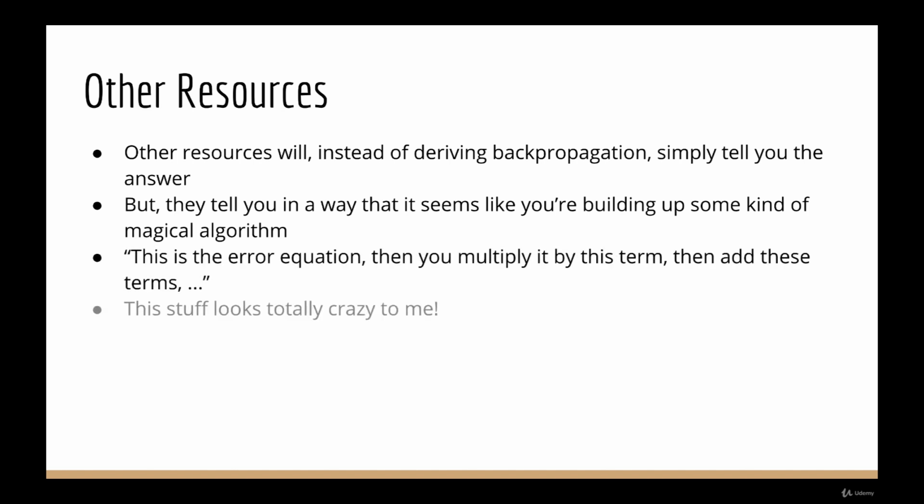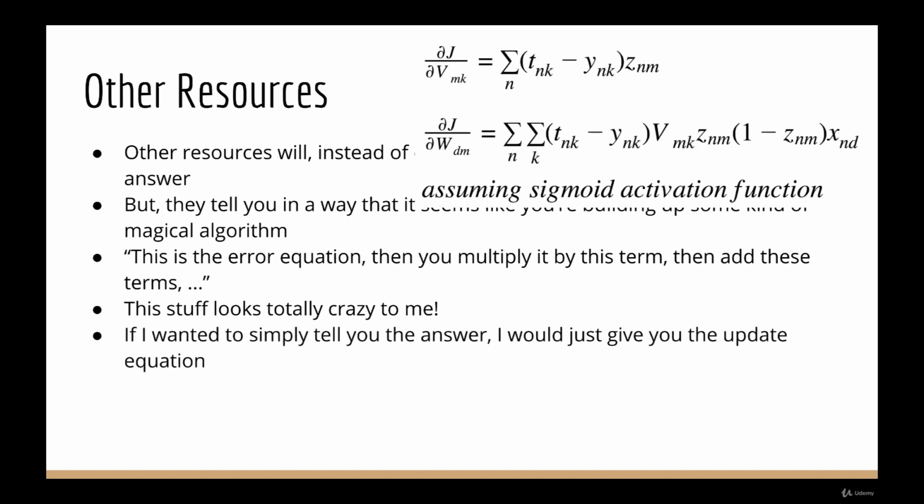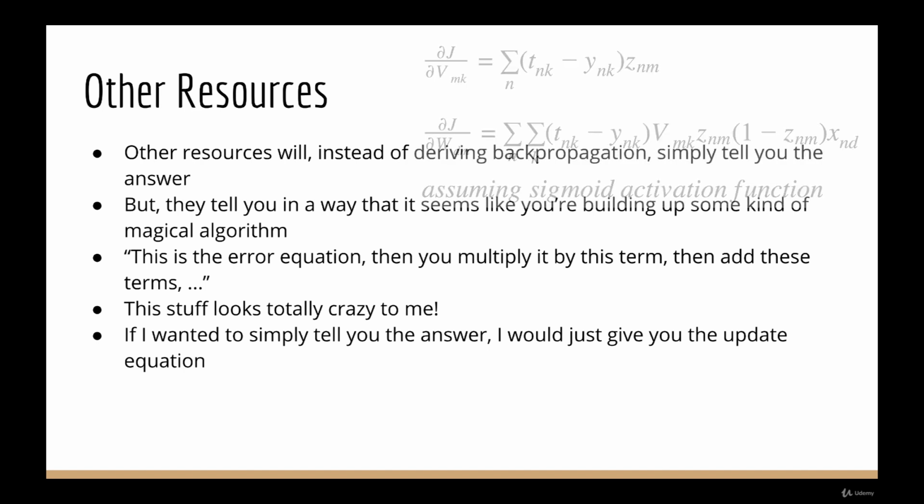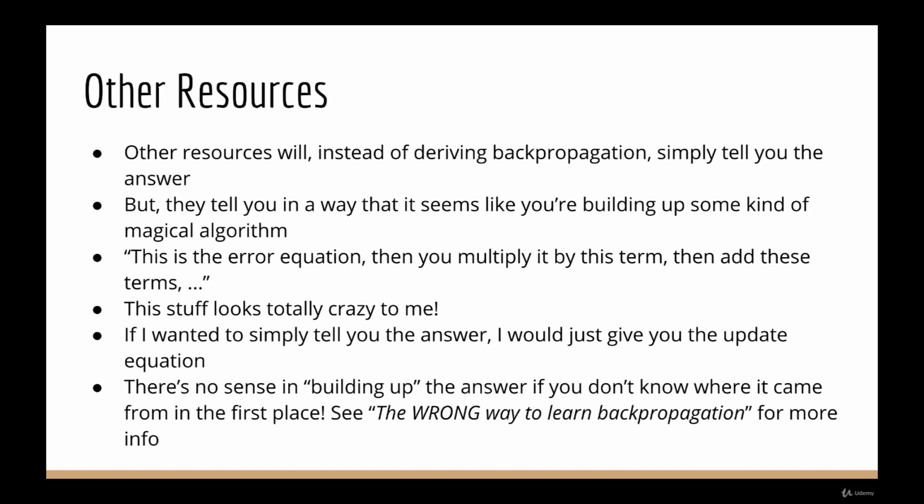A lot of beginners are easily impressed by this, but I warn you that this is not the right way to think about this problem. If I wanted to tell you the answer, I would just say, here you go, this is the answer. It's just these equations that you see right here. There's no sense in building up the answer if you don't know where it came from in the first place. When you do that, it just seems like a series of arbitrary steps. I discussed this more in the lecture called The Wrong Way to Learn Backpropagation, in case you want to check that out.